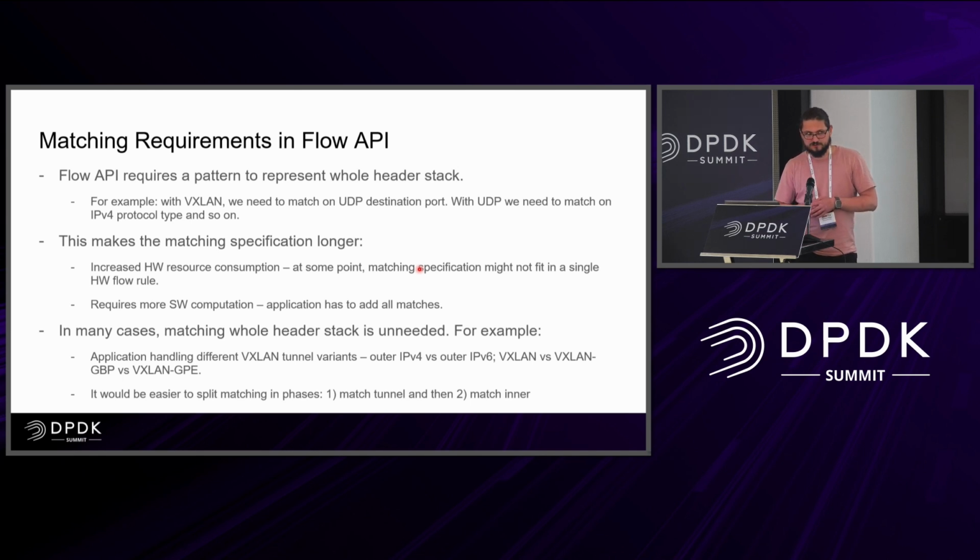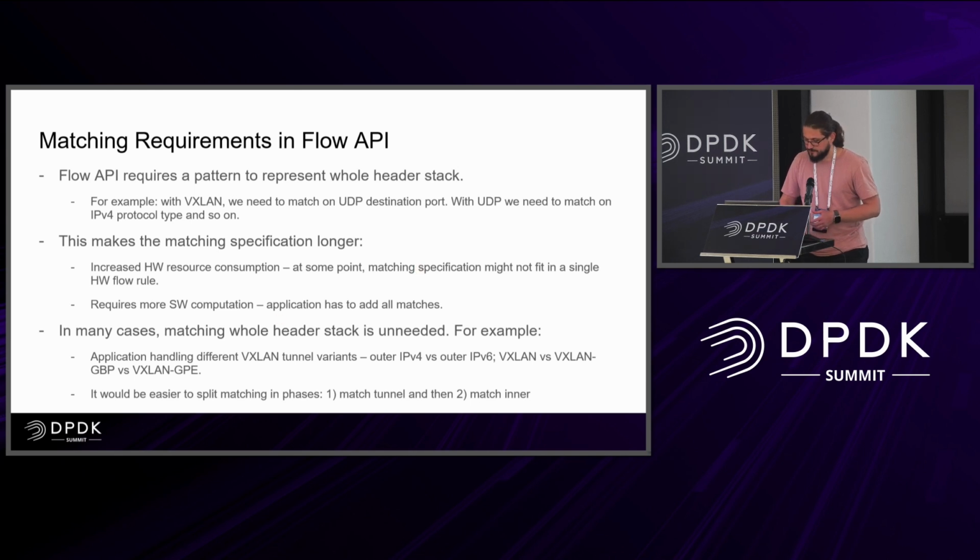This can cause several issues. For example, this makes the matching specification longer, which increases hardware resource usage. We might need more memory to store such rules, and it also requires more software computation. Basically, whenever I need to add a rule, I need to provide all the headers again and again. And in many cases this is unneeded, because, for example, I only care about inner headers. I don't care whether it's VXLAN in IPv4 or VXLAN in IPv6. I don't want to match on the outer headers themselves.